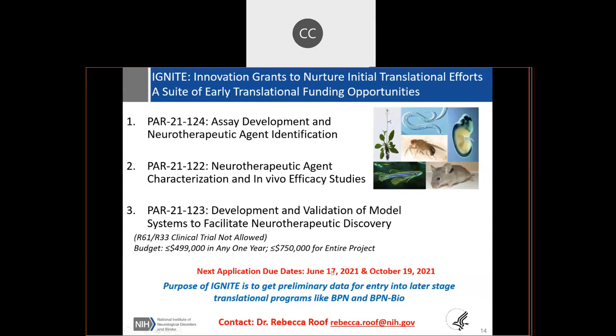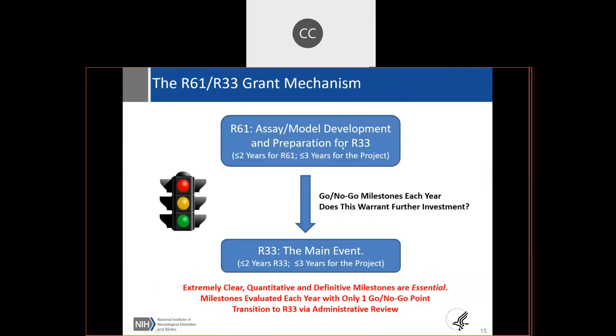They have due dates coming up next week, and in October. Rebecca Roof is the program director for this program. And as I said, it's really designed to get you the preliminary data you need for a more robust application for BPN or BPN bio. It's an R61, R33 mechanism, so it's a staged mechanism, but it's not a cooperative agreement. You have to write a clear milestone, and you're evaluated in an administrative review. If you meet your milestone, you get to move to the next stage.